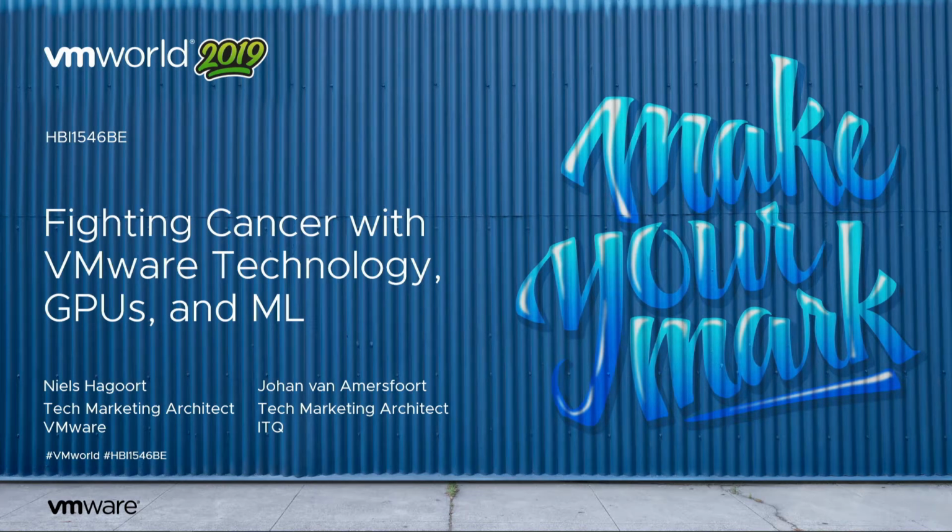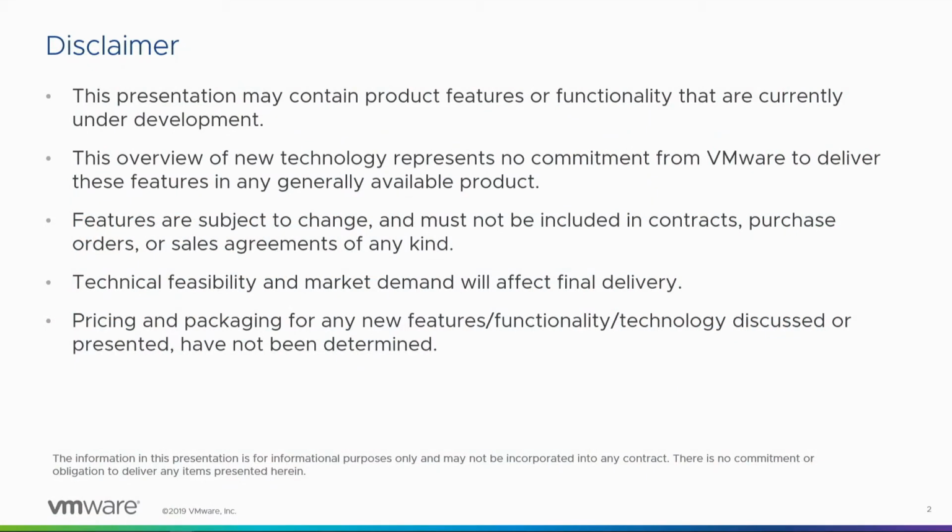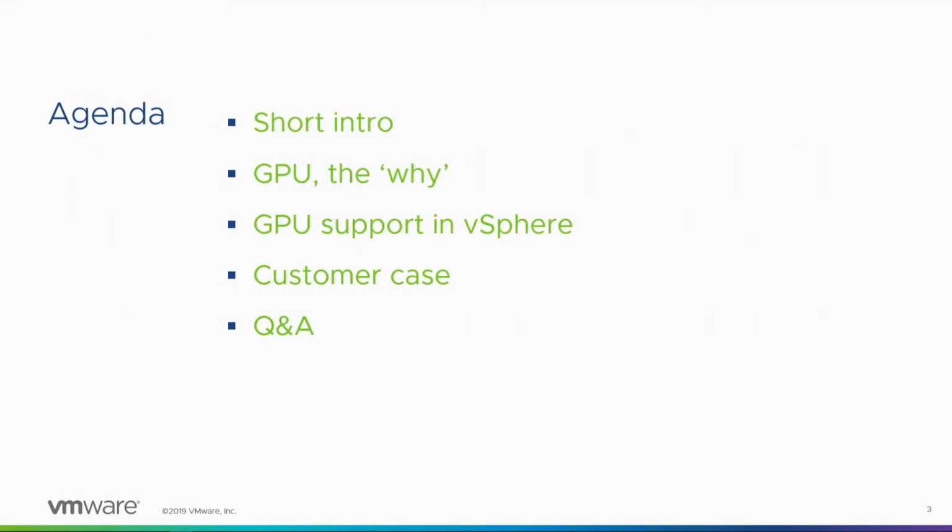So today we would like to talk to you about this specific topic, fighting cancer with VMware technology, GPUs and machine learning. So let's make sure that everybody has seen this disclaimer, and let's go over a really short agenda that we have. We'll do a quick intro, we'll skip right through to the technical bit, which is the GPU, why use a GPU with machine learning, artificial intelligence. How do we support GPU and how do we expose those devices to the workloads? And then Johan will take over and talk a little bit about a really cool customer case that he did.